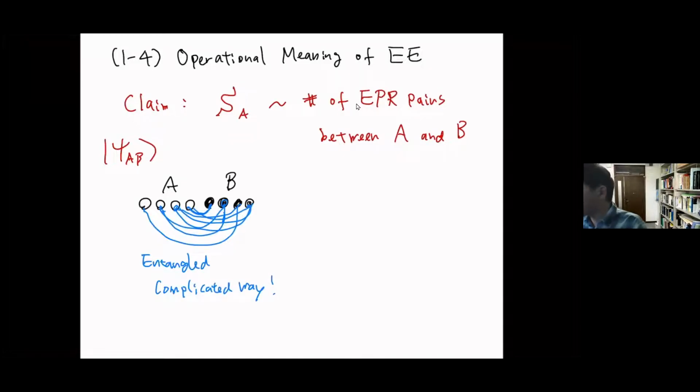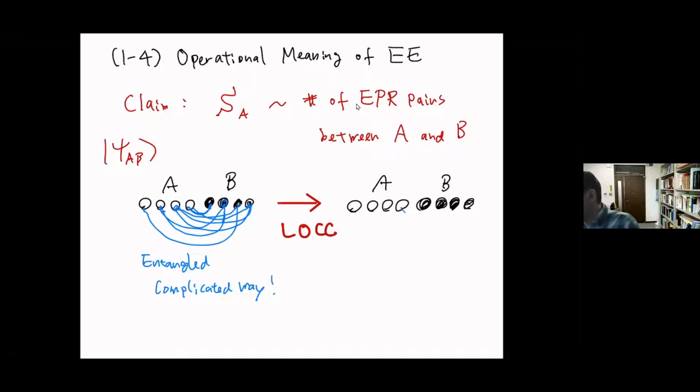But we can simplify the situation by a nice procedure, which I'll explain a bit later, called LOCC. Then you have the same system, AB, but in the end, after doing this, we have just beautiful EPR pairs. We get some number of EPR pairs, and then we can talk about it.